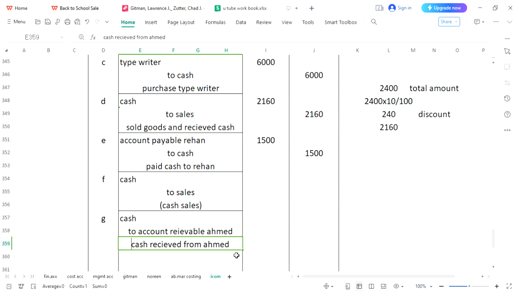So again, I'm repeating, you have received cash. So you will debit cash because cash is increasing. And from whom are you receiving this cash? Ahmed. Ahmed was account receivable. That means he was your asset. When you have received cash, it means no more amount is receivable. Asset has been decreased. Decrease in asset should be credited. So you have written Ahmed on credit side.